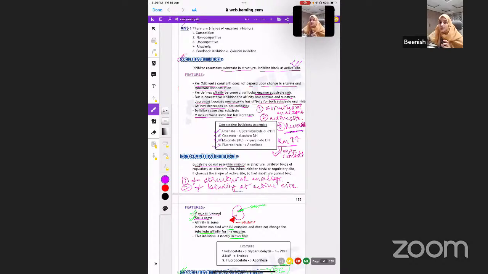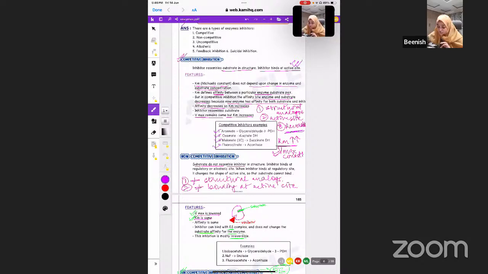Why is your Km remaining the same? Because your inhibitor is not competing for the same site as the substrate, that is the active site. Okay, it is binding at a different site. Therefore, your Km is going to remain same because the affinity of the enzyme for the substrate is going to remain the same. But your Vmax is lowered. And why is Vmax lowered? Because as long as the substrate is bound to another site, what is not happening? Your reaction is not taking place.